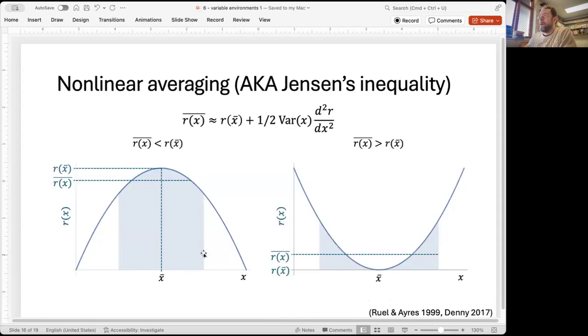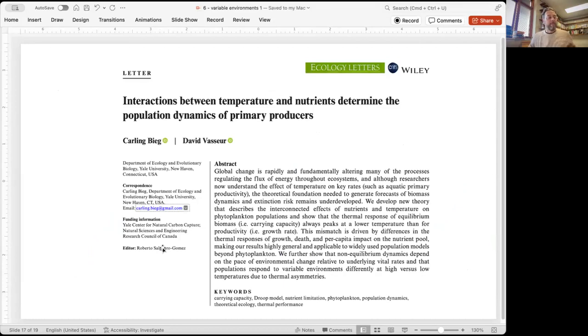Okay, so this will be useful in the paper for next week, but now move into the paper discussion for this week. So it's this one by Carling Big and Dave Vasseur, looking at interactions between temperature and nutrients with phytoplankton. So I hope you all had a chance to read this. So we've got two parts. I think we'll have 2 rounds of discussion here because I didn't really come up with a lot of great questions to ask about it.